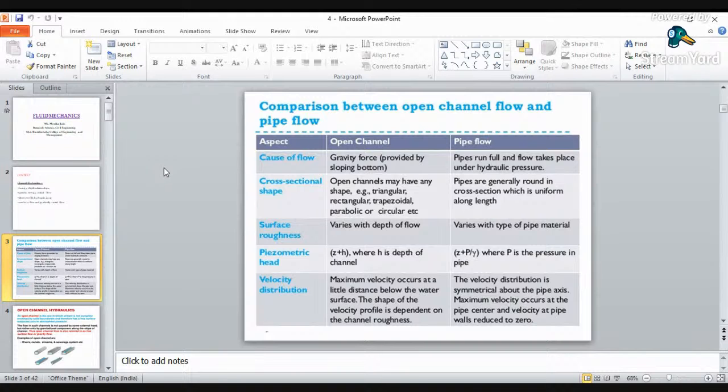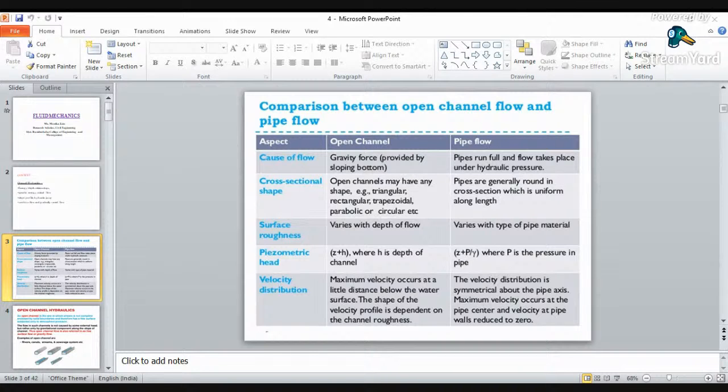Okay. But in open channel, the maximum velocity occurs at a distance below the water surface, and the shape of the velocity profile totally depends on the channel roughness. Where your channel is more rough, there you will get the least velocity, and where the channel becomes smooth, you will get the maximum velocity.